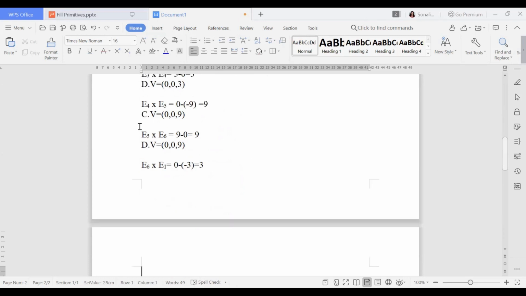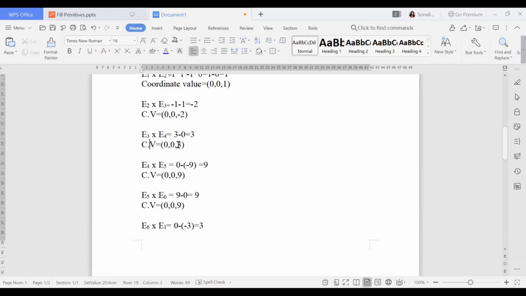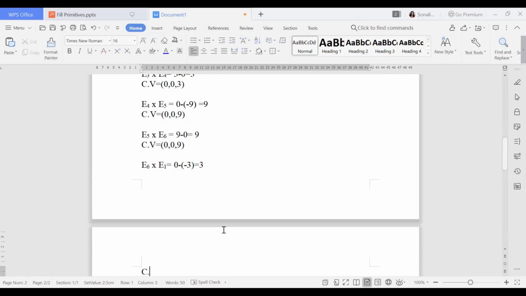So what are my coordinate values? This one I have written wrong. These are coordinate values, I have written it wrong. C dot B. Okay. Here also this is C dot B. Coordinate values. Okay. Everywhere that is C dot B now. Yeah, fine. So what coordinate value did I get? My coordinate value will now be 0, comma 0, comma 3.